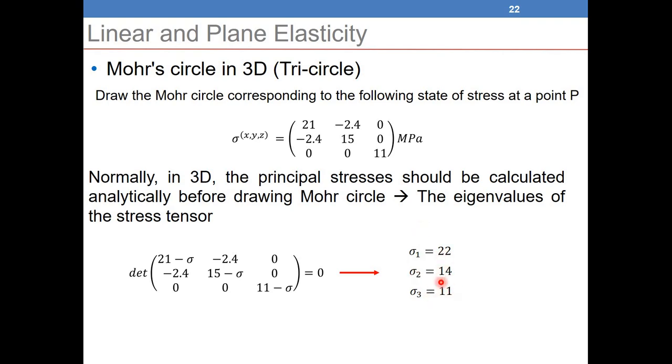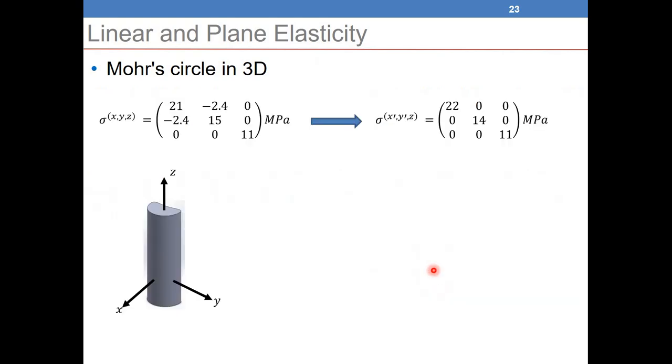So 11 is a principal stress. That should be normal because here we don't have any shear in the XZ and the YZ planes. So we know that sigma Z is already a principal stress, because the definition of a principal stress, or the principal plane, is the plane on which I will have only normal stress without any shear stresses, and that's what we already have here. So we know already that 11 is a principal stress, so we can use these two to find the two other principal stresses. Now after that, how do we draw the Mohr circle?